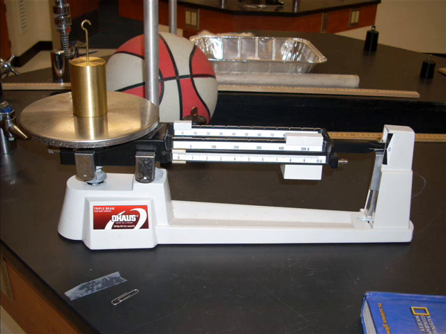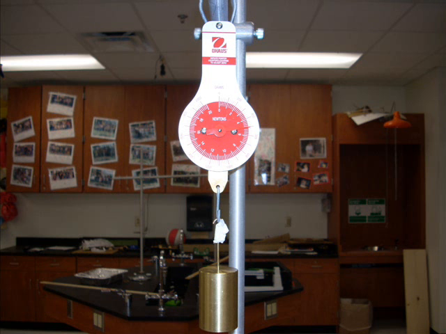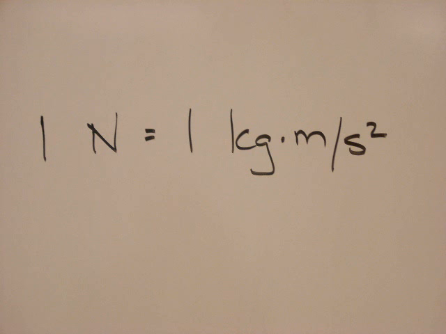In the lab, you found the mass of 6 objects. You then weighed the objects on a scale calibrated in newtons. A newton is a derived unit which measures force. A derived unit is made up of other units. A newton is equal to 1 kilogram meter per second squared.